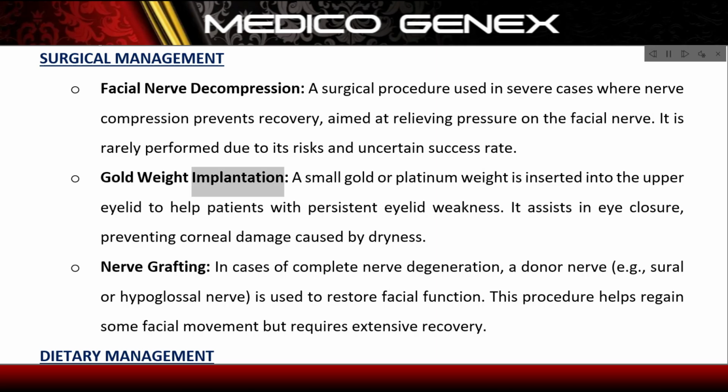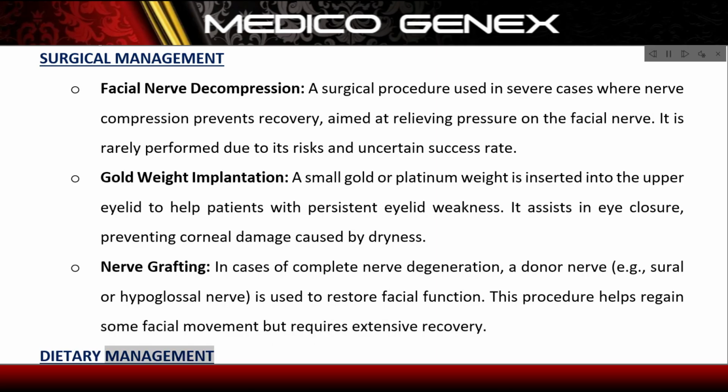Gold weight implantation. A small gold or platinum weight is inserted into the upper eyelid to help patients with persistent eyelid weakness. It assists in eye closure, preventing corneal damage caused by dryness. Nerve grafting. In cases of complete nerve degeneration, a donor nerve, for example sural or hypoglossal nerve, is used to restore facial function. This procedure helps regain some facial movement but requires extensive recovery.